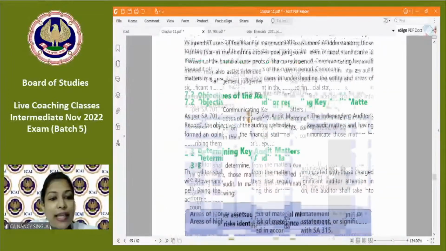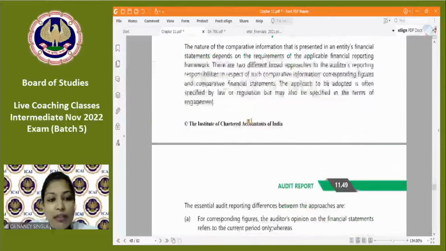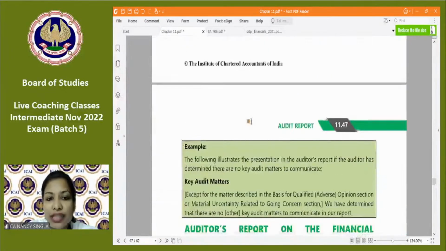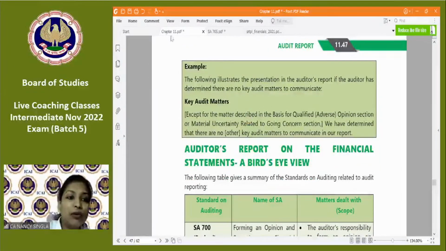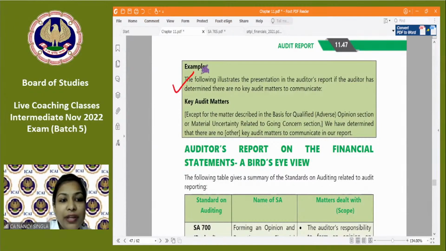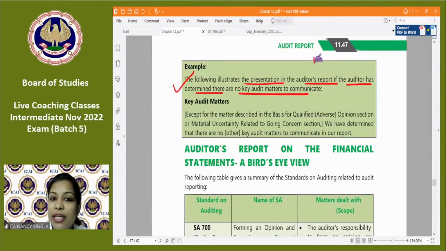So when I was saying that even when there is no key audit matter, the auditor needs to mention it in case of a listed entity. So how? Look, the following illustrates the presentation in the auditor's report if the auditor has determined that there are no key audit matters. So for whom is this mandatory? For listed entities.